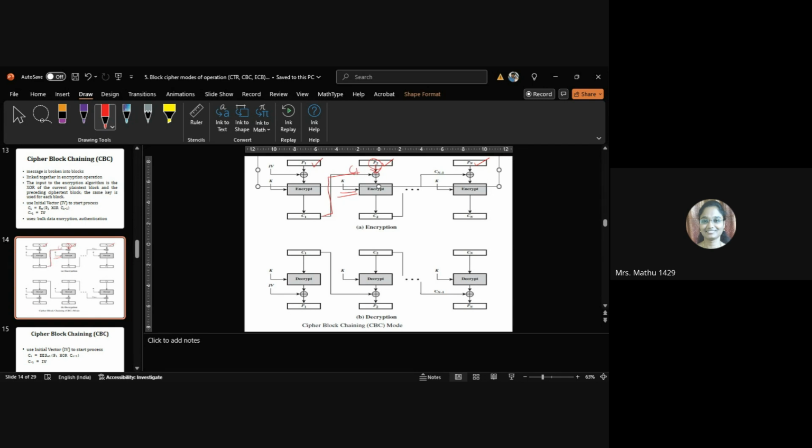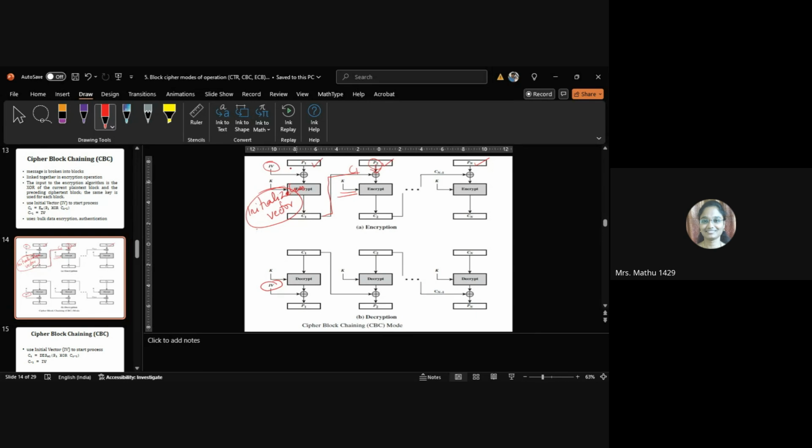Okay, so what happened to the first one? For the first plain text block, we do not have the ciphertext. So instead of that, we will be having some initialization vector. This initialization vector, we can choose some value, and this value has to be transmitted to the receiver side also. So the receiver also should know this initialization vector, so that for decryption also this will be used.